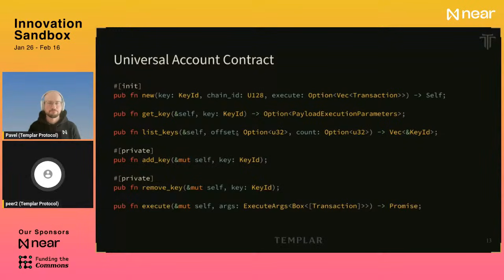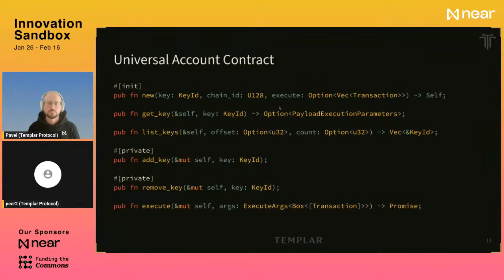The interesting thing here is when you deploy a universal account contract, you can execute a few things right away. That's what this execute parameter is doing. That allows our relayer, for example, to automatically add the public key of this account that we're creating to the intents contract, and it doesn't require an additional signature on the part of the user.